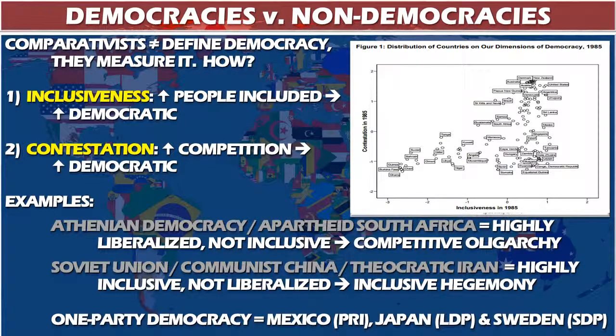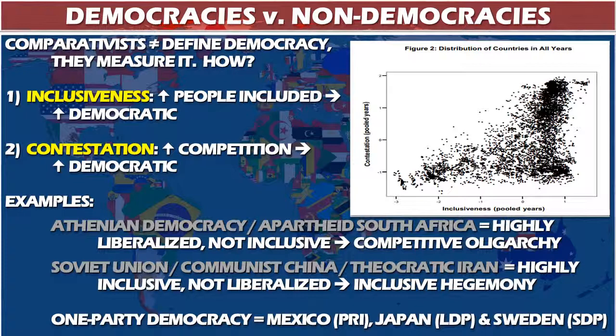So here's another scatter plot showing you countries in 1985 on inclusiveness and contestation. What you would see is a distribution of countries in the lower left, a lot of third world, African, South Asian countries. In the upper right-hand corner, you would have a lot of Western European and developed countries. And then you have a lot of countries that are very inclusive, including what were at the time mostly communist countries and one-party systems, which were inclusive but didn't have a lot of competition going on.